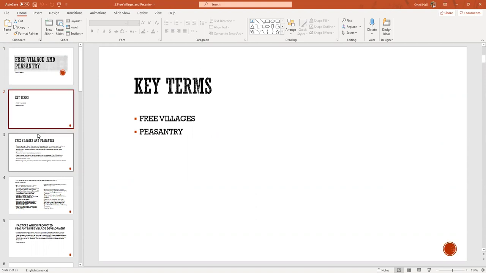Sir, go ahead for me. I realized that from when I was reading yesterday, because most things about peasantry came up in free villages. Yes. Sir, why would anybody not just do it in one class? Well, free villages and peasantry? Yes, sir. Let us see if we can do it in one class.